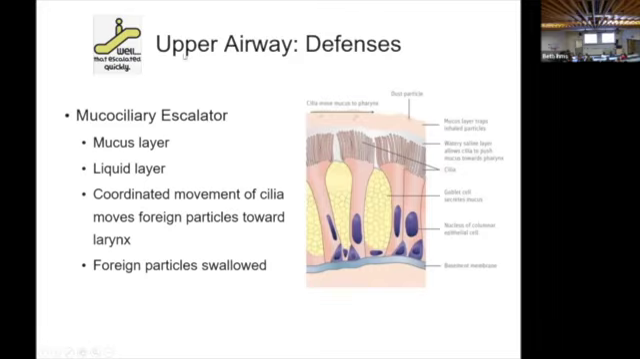A major defense that starts in the upper airway and continues into the lower airway is called the mucociliary escalator. This is composed of a mucus layer on top of a liquid layer. The liquid layer sits on top of your cilia, and the cilia beat in a coordinated fashion to push everything towards the larynx. Because the particles are embedded in this mucus matrix, the cilia are essentially pushing the mucus upward. So it literally works like an escalator. Everything is trying to go up towards your mouth.